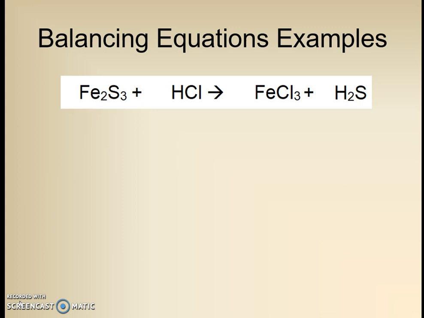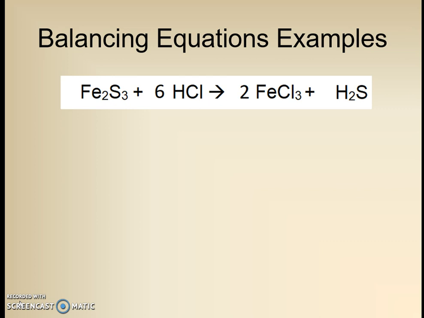So we see those 2 irons on the left, 1 iron on the right. If I put a 2 in front of my iron(III) chloride, now it gives me 2 irons on the right, because I have 2 iron(III) chlorides, each with 1 iron within them. I had 2 in my 1 formula unit of iron(III) sulfide on the left. But now that gives me 6 chlorines, and I only have 1 on the left. So now let's make those balance out. If I put a 6 in front of my HCl, now having 6 different HCls, each with 1 chlorine in them, that gives me 6 chlorines to balance the 6 that I just made on the right. And that now gave me 6 hydrogens on the left.